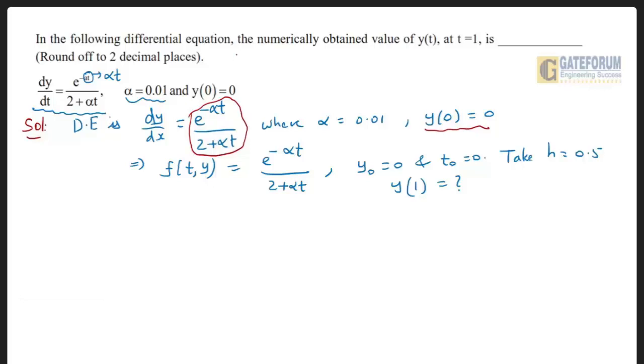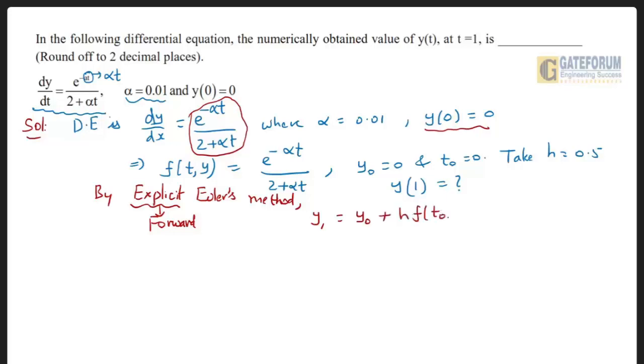I can apply the explicit Euler's method, or forward Euler's method. So this is nothing but the forward Euler method: y i plus 1 is equal to y i plus h times f of t i comma y i. There you put i is equal to 0. y1 is equal to y0 plus h times function of t0 comma y0.